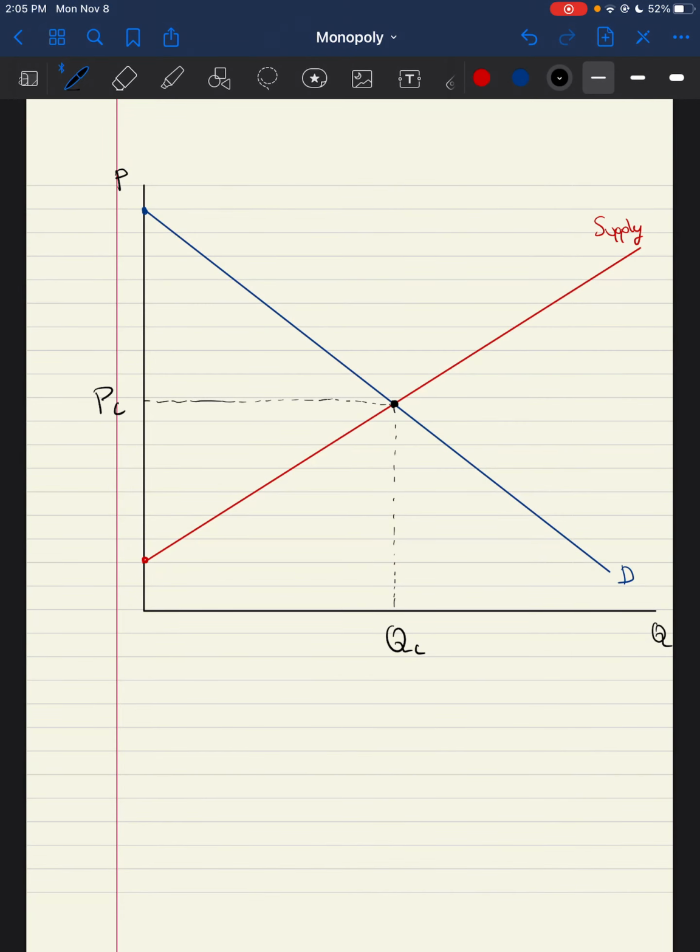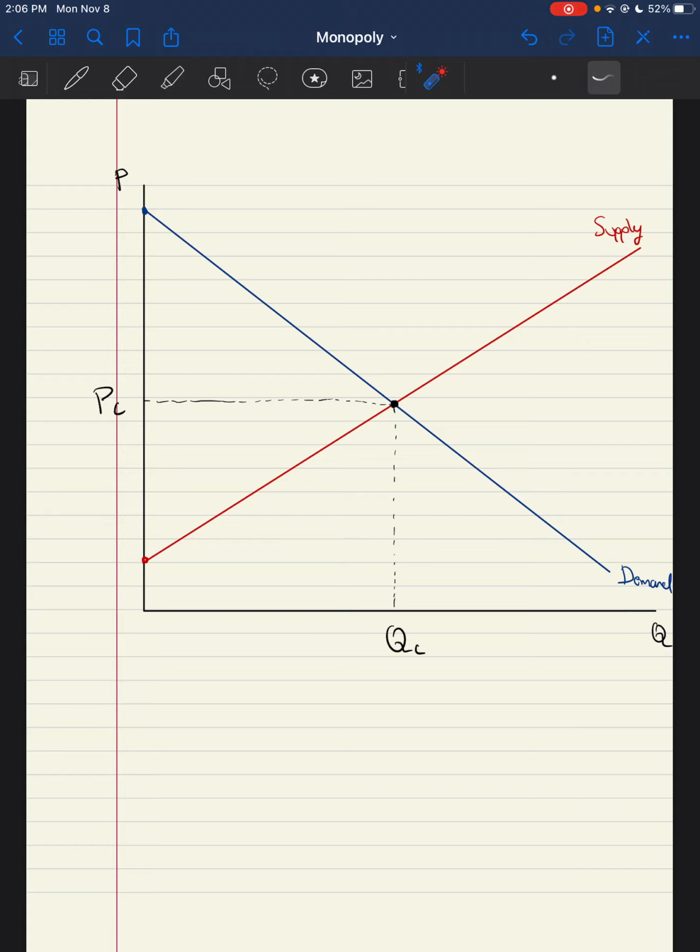Okay guys, so in this video I want to talk about the inefficiency of monopoly, and when we have a monopoly, what happens to the quantity as well as the price in our market. Okay, so first let's just start off with perfect competition, right? So here we have our equilibrium quantity sold, right? So I just label that as QC, which is our competitive equilibrium quantity, and then we have our PC, which is our competitive equilibrium price.